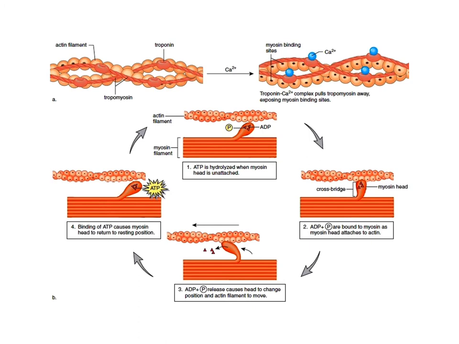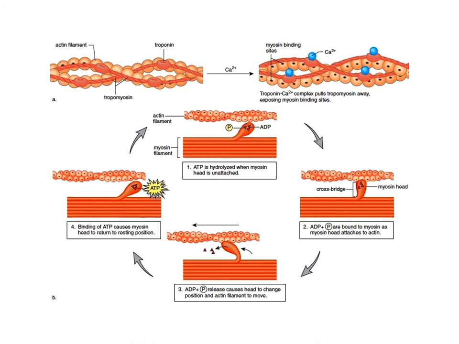This slide is talking about ATP. Do you remember I said that there was an ATP binding site also? Not just an actin binding site on that myosin. Here's ATP. Inside this myosin head, there's something called ATPase. Binding of ATP causes the myosin head to return to its resting position. So ATP is going to go to the binding site. It's very quickly going to break down into ADP and the phosphorus that got released.